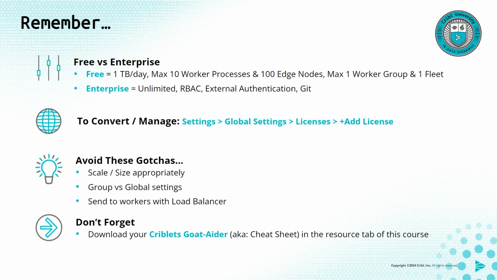Here are a couple of items to remember. With an enterprise license, you will gain additional features such as role-based access control, external authentication, and the ability to connect to an external Git repository, just to name a few. To convert to an enterprise license, go to Settings, Global Settings, Licenses, and click on Add License. Yep, it's that easy. Also, remember to avoid a couple of gotchas. If you are planning on increasing your data ingestion, make sure you scale and size your Cribl Stream environment appropriately. And remember, it's recommended that you send data to workers through a load balancer.